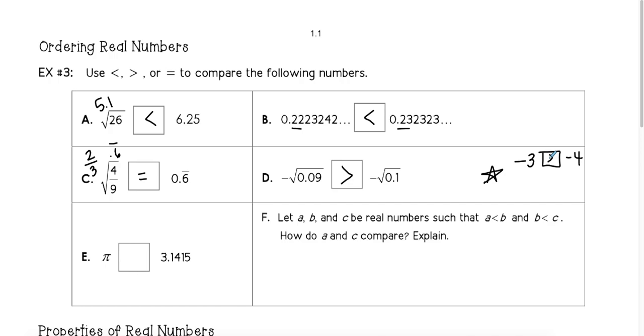All right, and then the next one, pi is 3.1415... So since this one continues forever, that one's going to be bigger than the one that stopped.